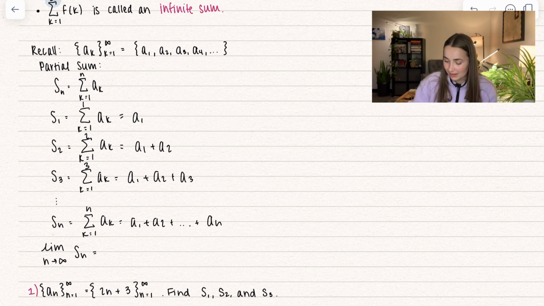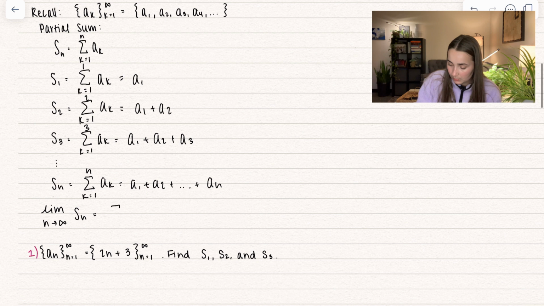Now, if we take the limit as n goes to infinity, what we're going to be working with is now an infinite summation. So this would be going to infinity of A sub k. So that's A sub 1, A sub 2, plus A sub 3, going on forever.